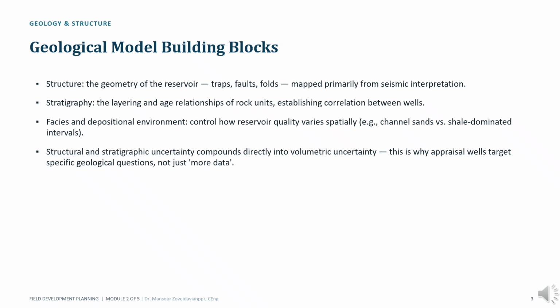The third building block is facies and depositional environment. Different depositional settings create different rock qualities. For example, a clean channel sand may provide excellent reservoir properties, while a shale-rich interval may provide very poor reservoir quality. An important point is that uncertainty in geology directly creates uncertainty in volumes.